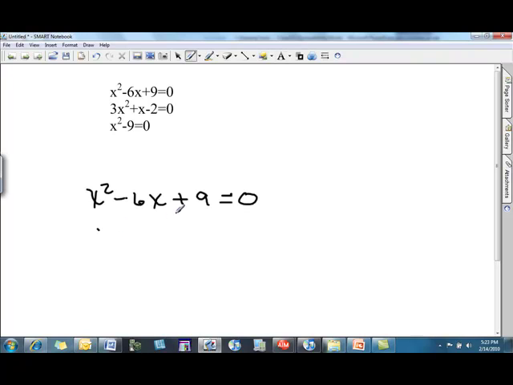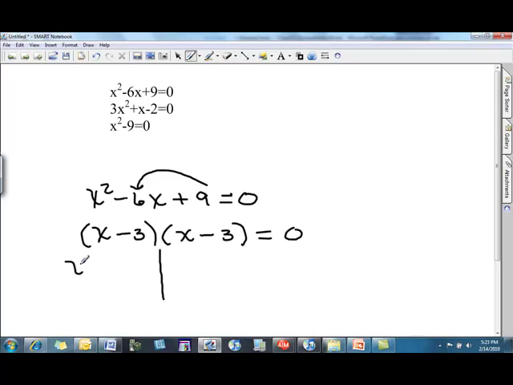The factors of plus 9 that add up to minus 6 would be minus 3 and minus 3. So we just simply put those inside the parentheses. Remember, this is our very basic factoring of trinomials. And we set each piece equal to 0. Now, it's almost pointless to do this twice because you're going to get the same answer both times.